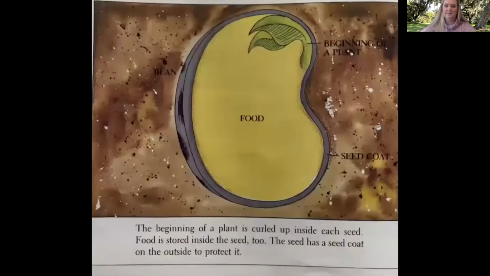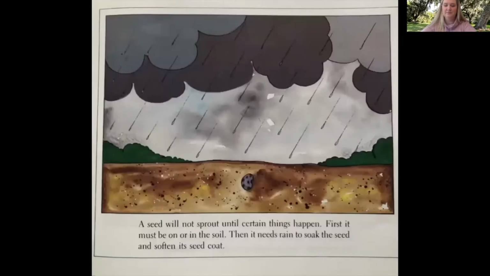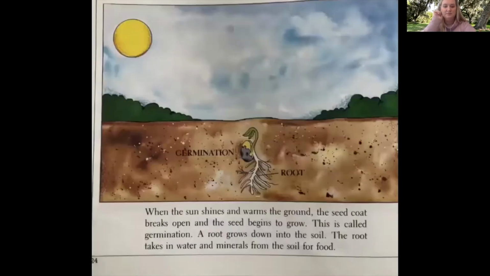The beginning of a plant is curled up inside each seed. Food is stored inside the seed too. The seed has a seed coat on the outside to protect it. A seed will not sprout until certain things happen. First, it must be on or in the soil. Then it needs rain to soak the seed and often its seed coat. When the sun shines and warms the ground, the seed coat breaks open and the seed begins to grow.